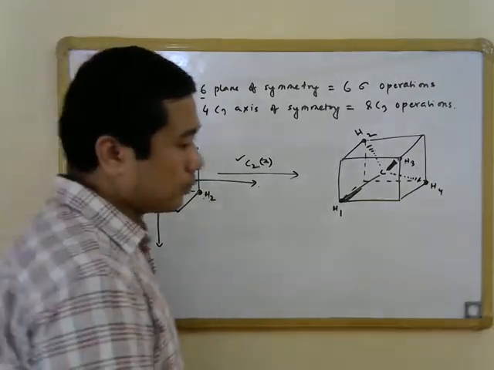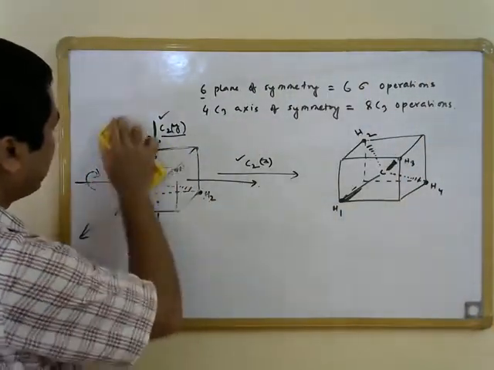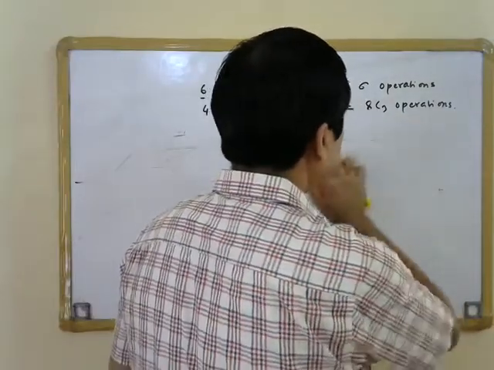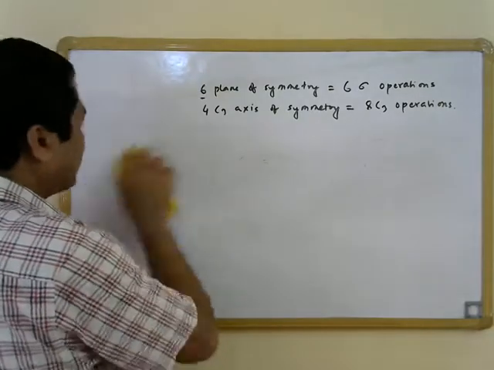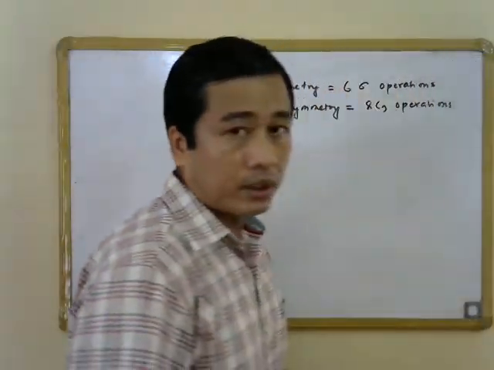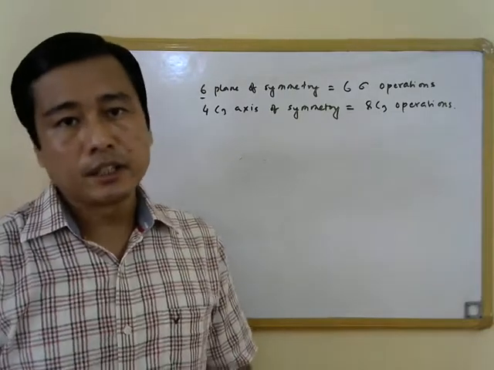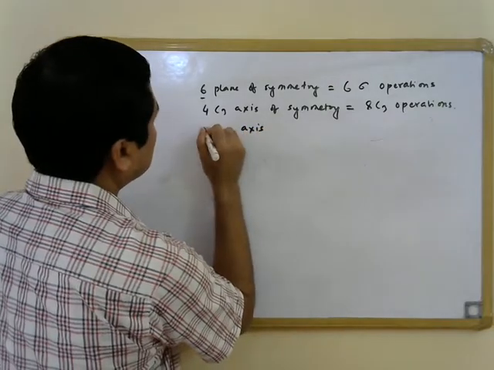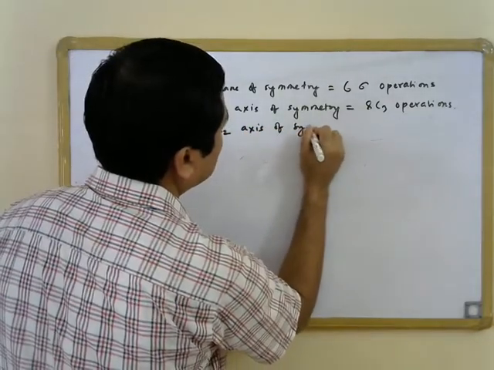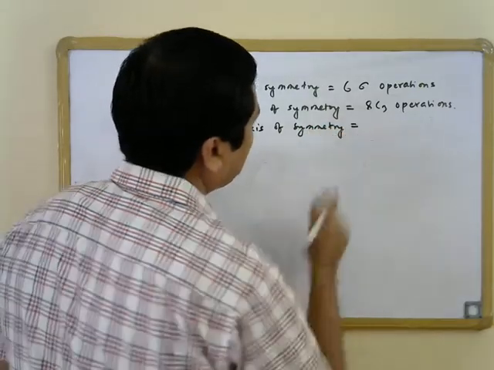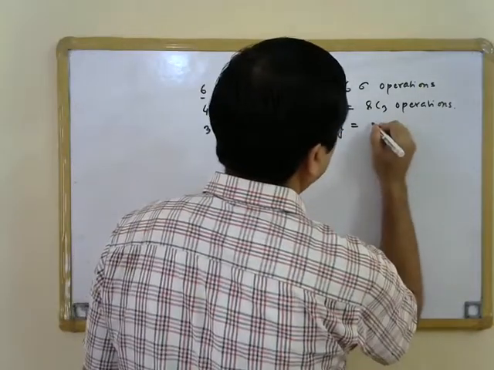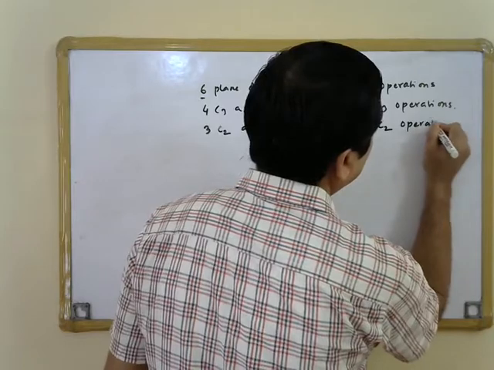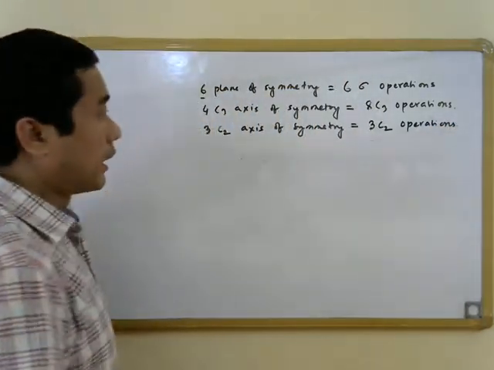And each of these C2 axes of symmetry, if we see, produces only one symmetry operation, that is the C2 operation only, because if we do C2 two times, that is a rotation of 360 degrees, it is essentially the identity operation. So there are 3 C2 axes of symmetry, and each of these C2 axes of symmetry produces one symmetry operation. So there are a total of 3 C2 symmetry operations present in the tetrahedral molecule.